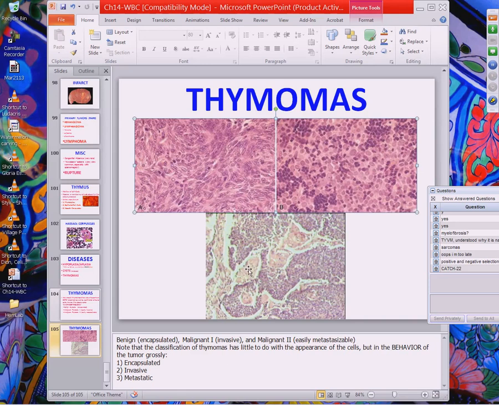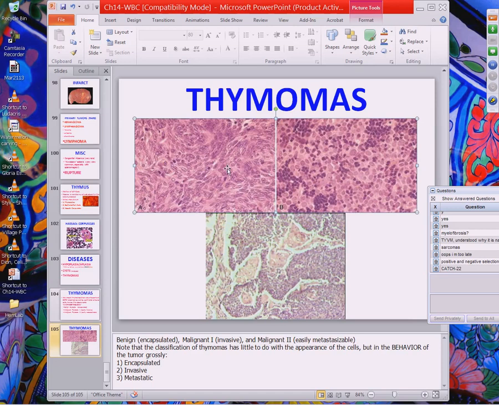So that's why, from a conceptual point of view, you would have to guess that if these are your three categories of lymphomas, the one with necrosis would be the most likely to invade and metastasize, whereas the ones that do not look terribly bad might not metastasize.